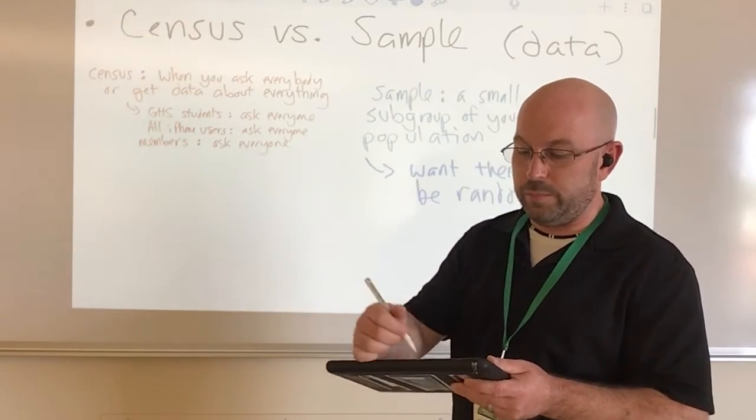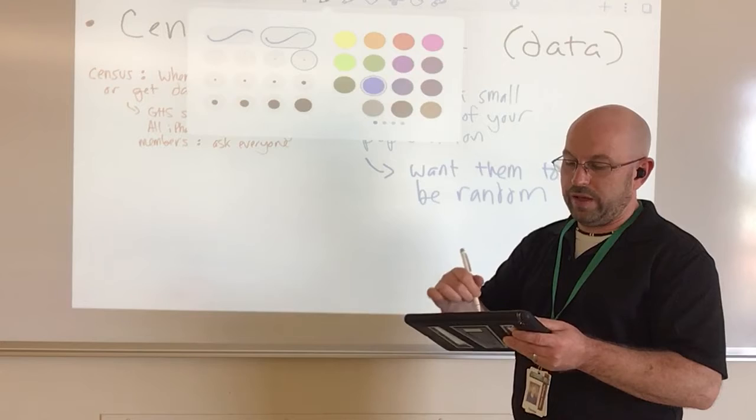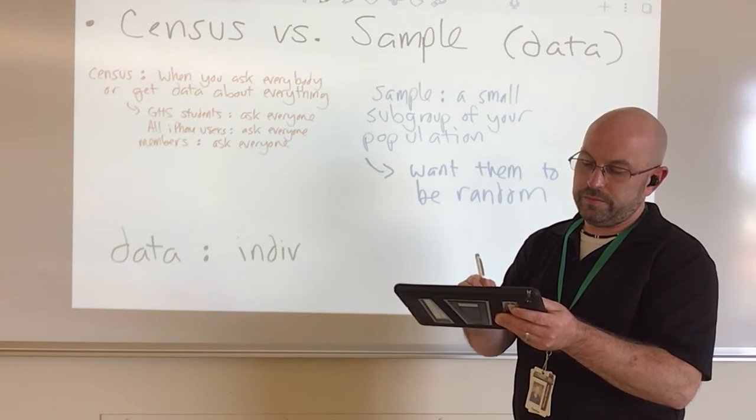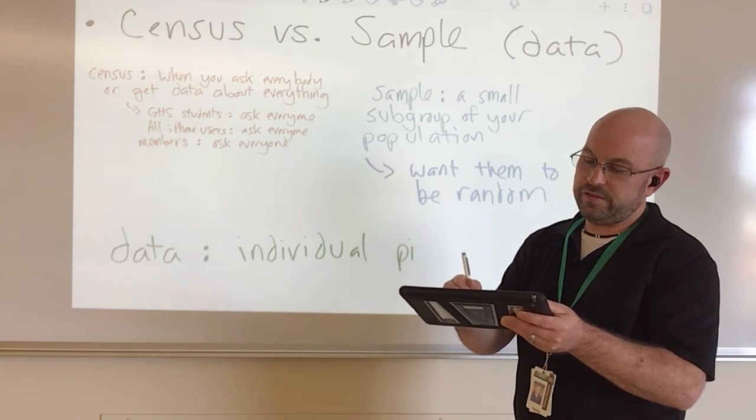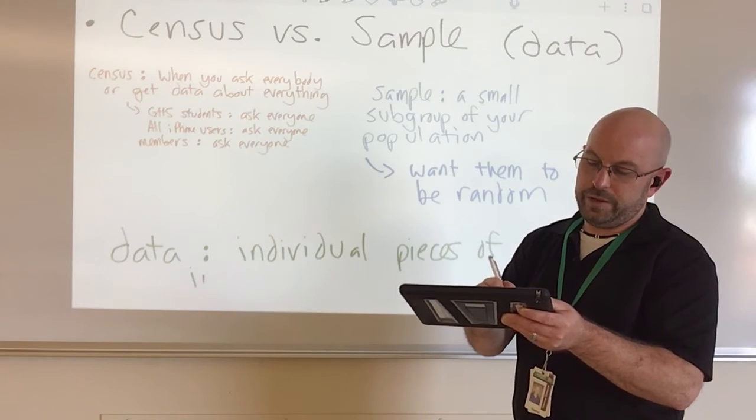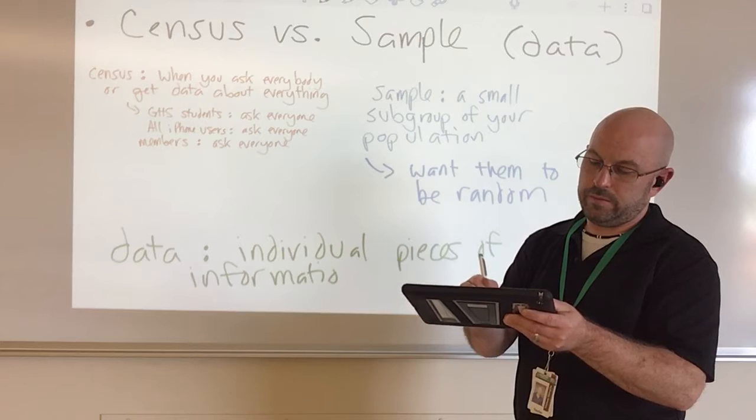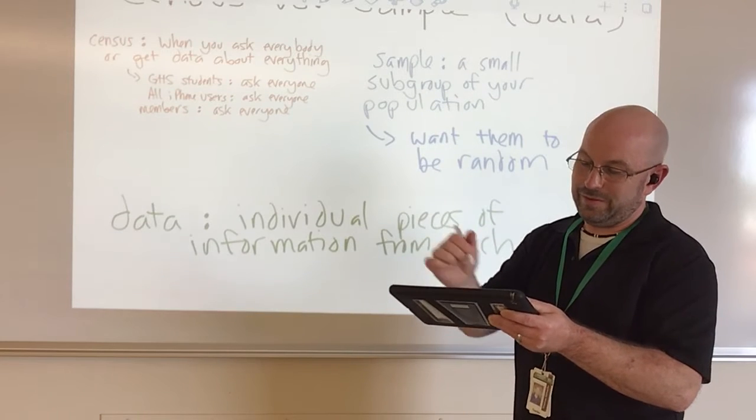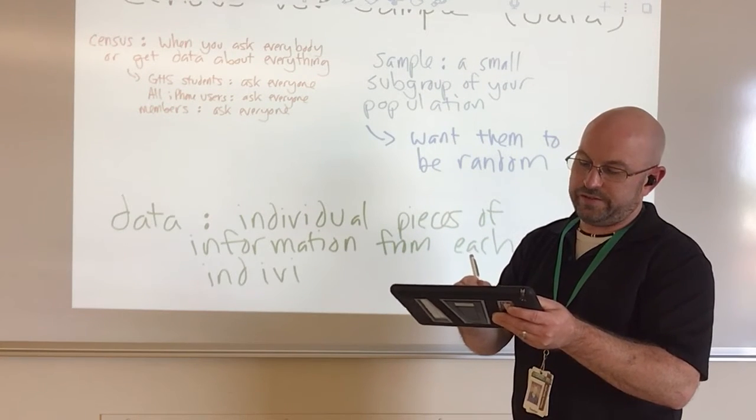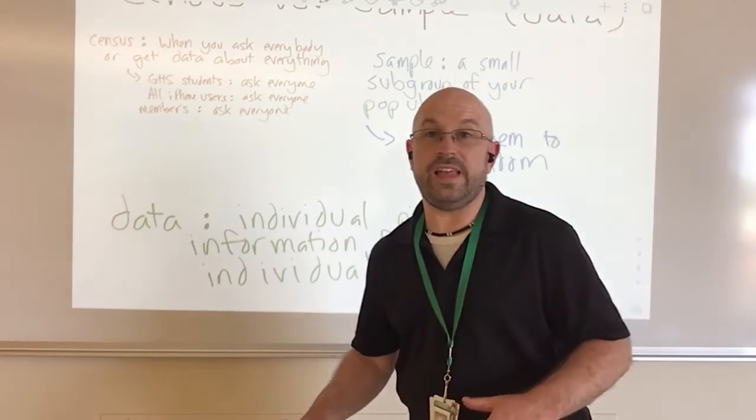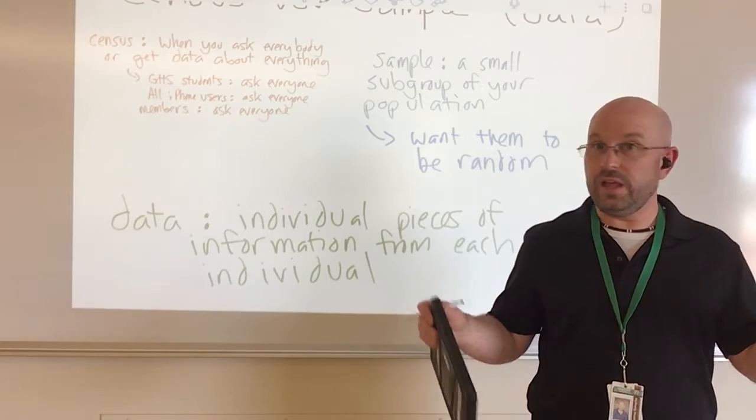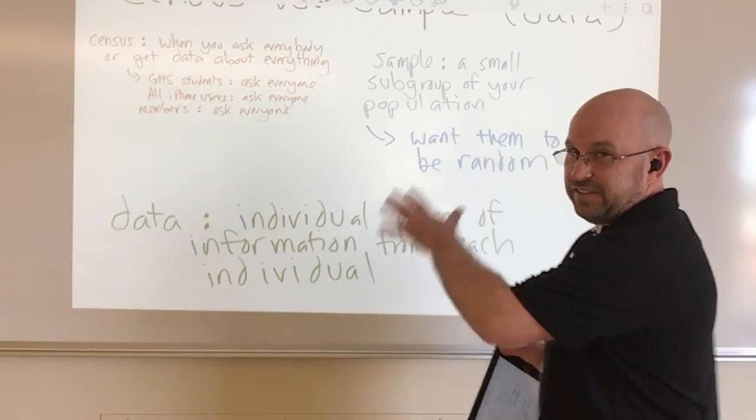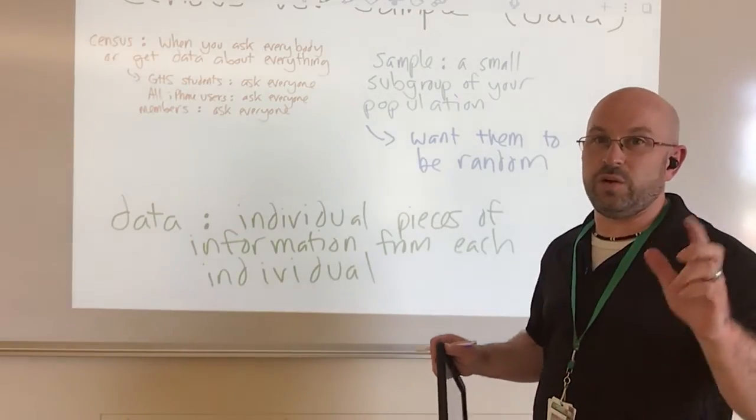And what are you collecting when you do either a census or a sample? You're collecting data. And what data is, it's individual pieces of information from each individual. Notice the key word here is individual. It's like every little piece of information, right? So if you wanted to find the average height of someone at Grafton High School, you do a sample. You randomly select 30 kids. All the heights you record from those 30 kids, that's data. All those individual heights, that's data.